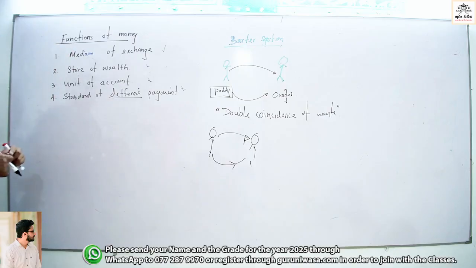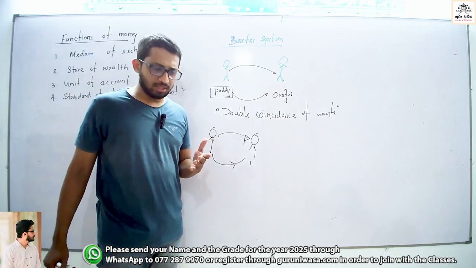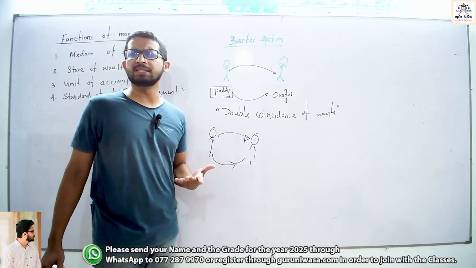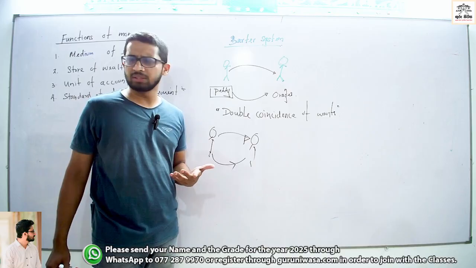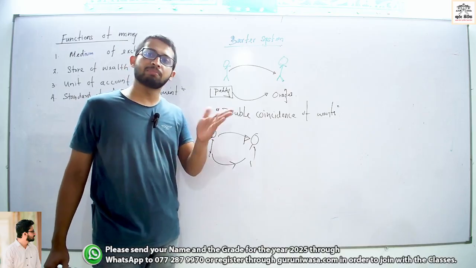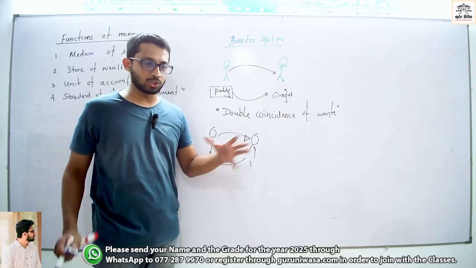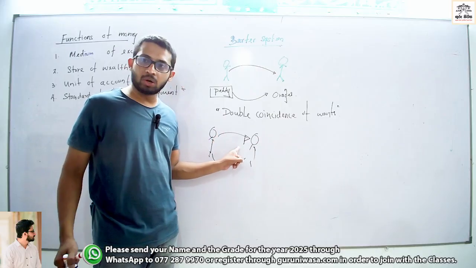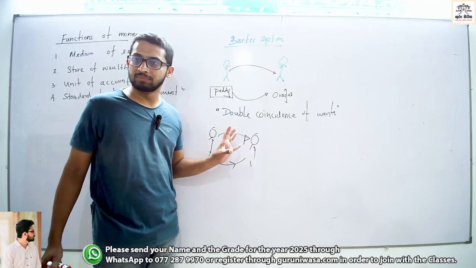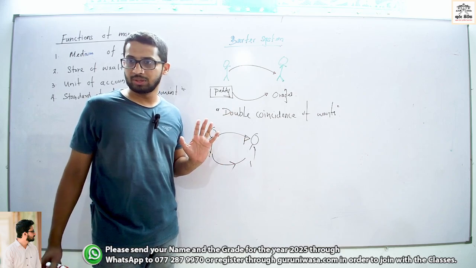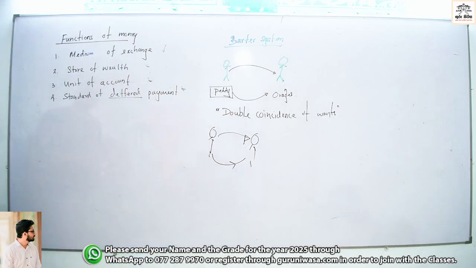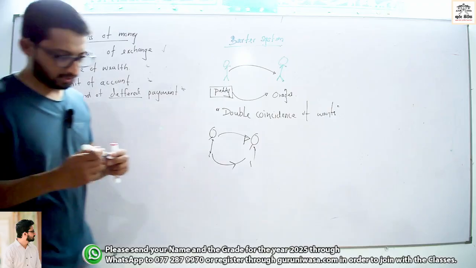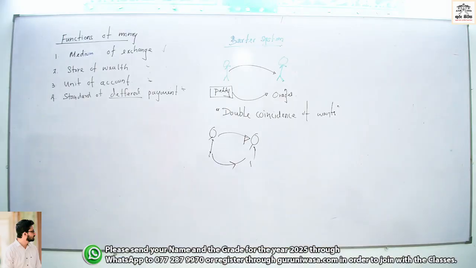Clear? Actually, money has made transactions very easy. It is much easier to make transactions than in the barter system. And also trade volume: the number of transactions has increased because money is used as a medium of exchange. Any doubt?